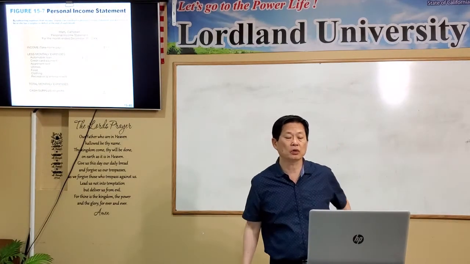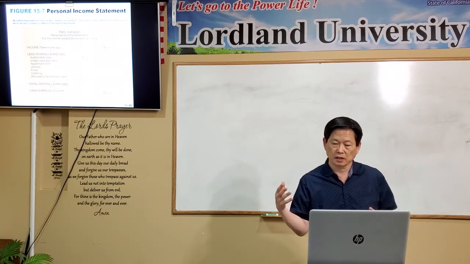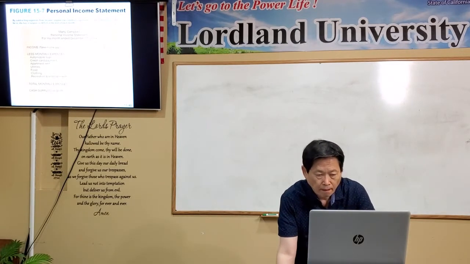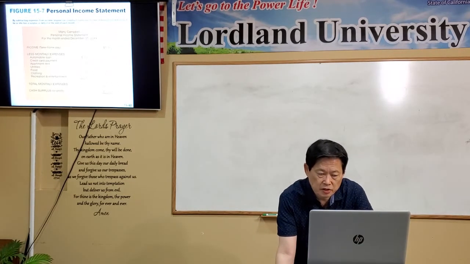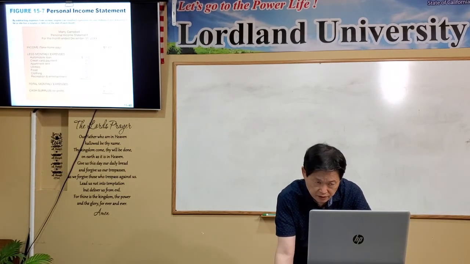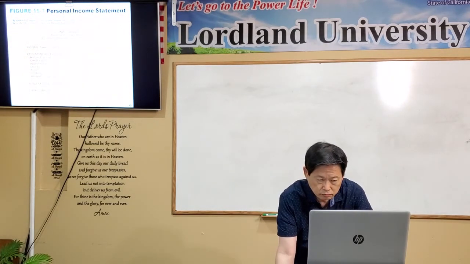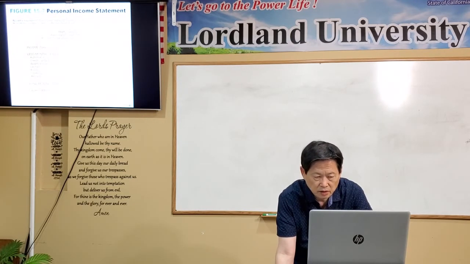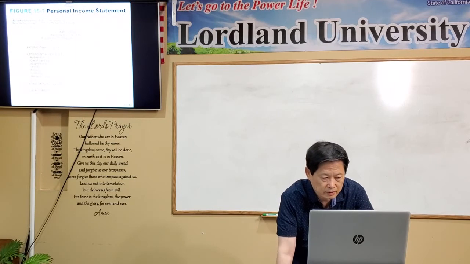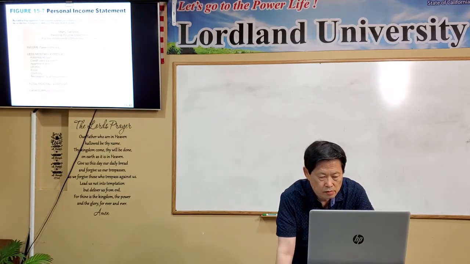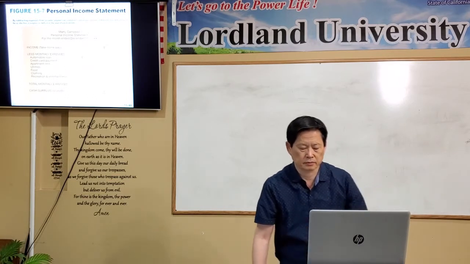This figure shows the personal income statement. The personal income statement and the business income statement are similar, but different in some aspects. Okay, income minus monthly expenses equals cash surplus or profit.